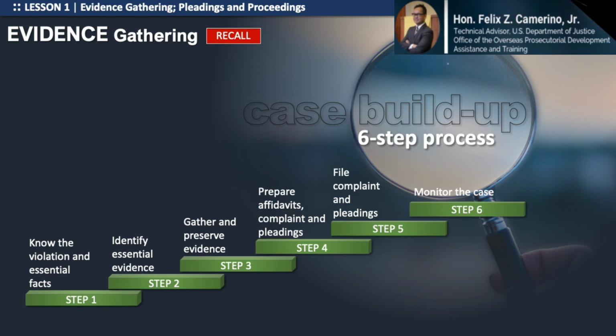Step 3 is to gather and preserve the evidence that you've identified in step 2. Step 4 then goes to the preparation of affidavits, complaints, and miscellaneous pleadings. Step 5 is where you would file that complaint along with the affidavit and pleadings. And then the last step, once you've filed your complaint with the attachments, the pleadings and affidavits, step 6 would be monitoring that case, which necessarily involves assisting the prosecutor.